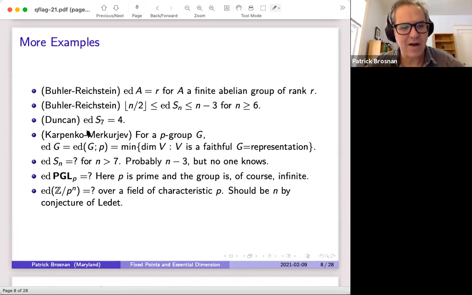The field has to contain enough p-th roots of unity. So if G is a finite p-group, and let's say the field is C, the essential dimension of G is equal to the essential dimension of G at p, and is equal to the minimum dimension of a faithful G representation.